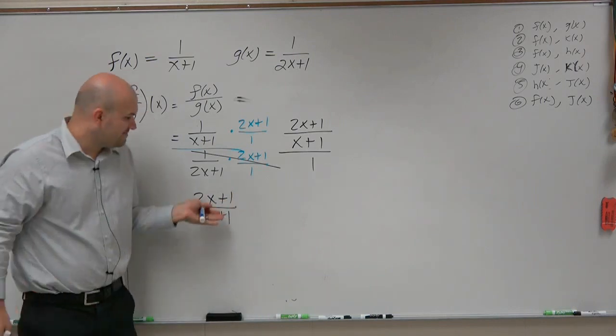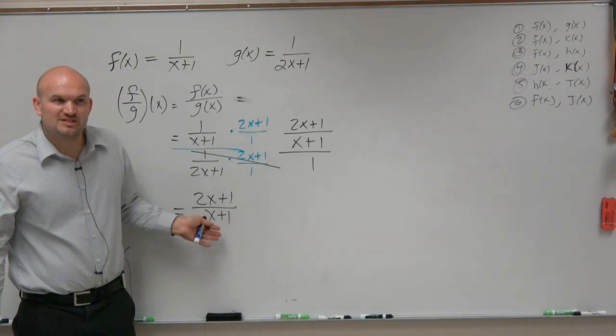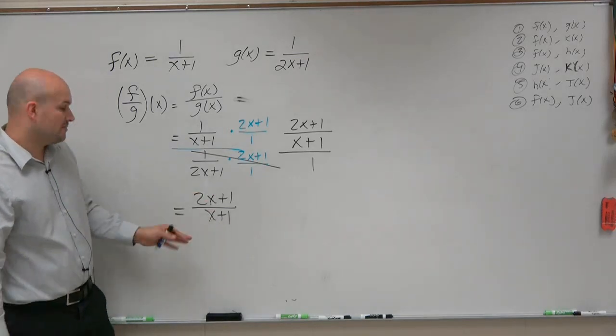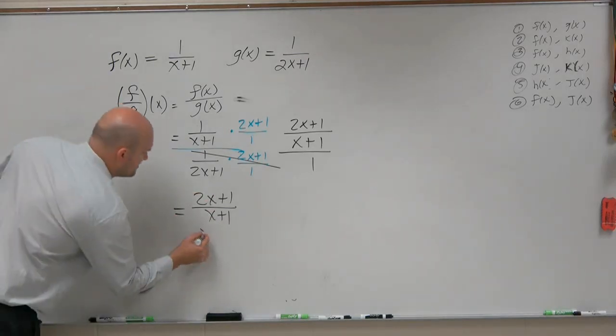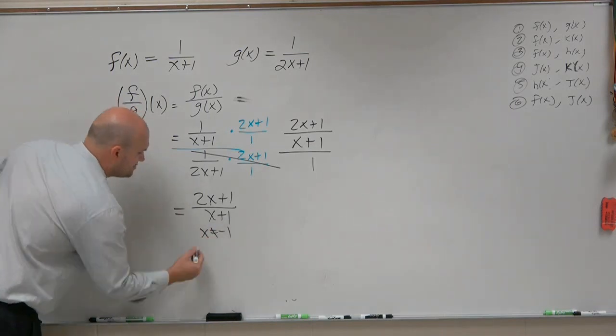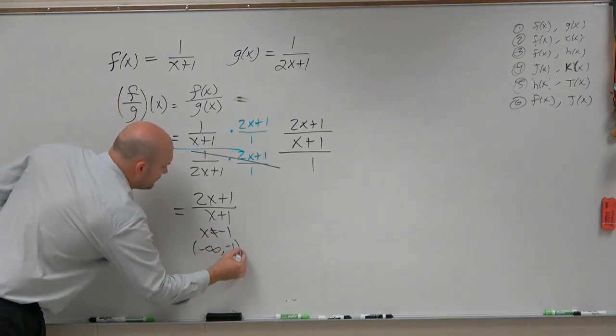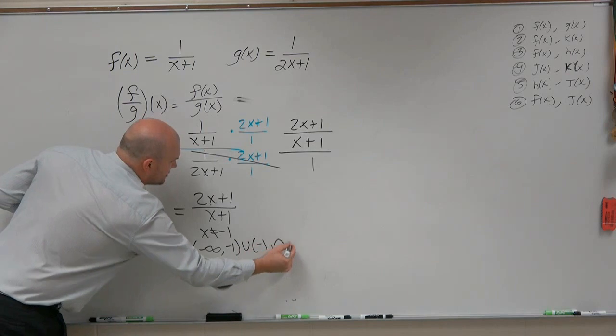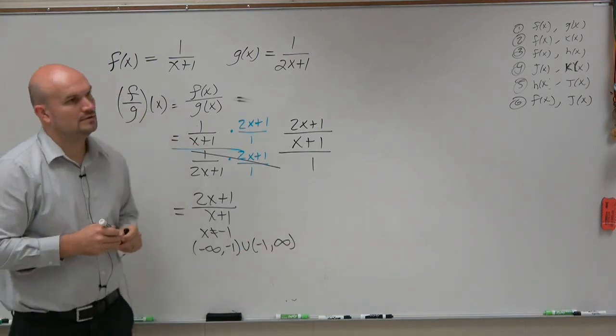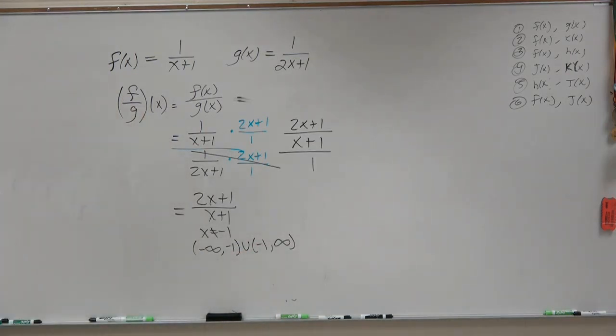Now I have something where I can find the domain. This is much easier now. All the numbers that make the denominator equal to 0. Oh, that's kind of obvious. x cannot equal -1. So negative infinity to -1, union -1 to infinity. Gotcha?